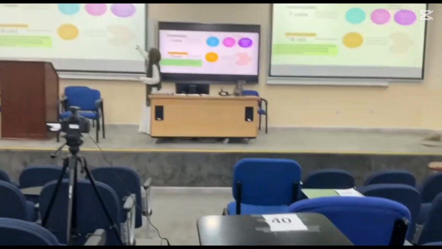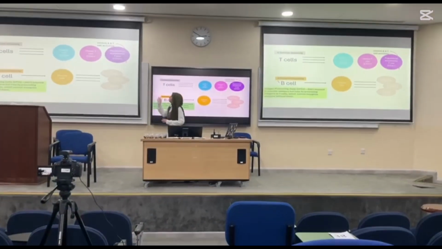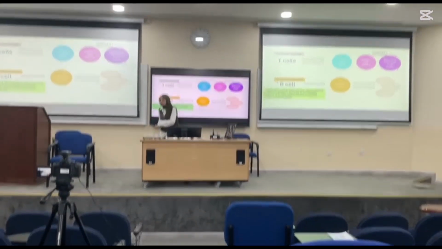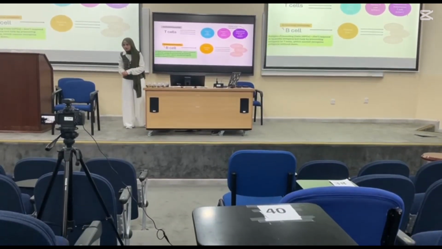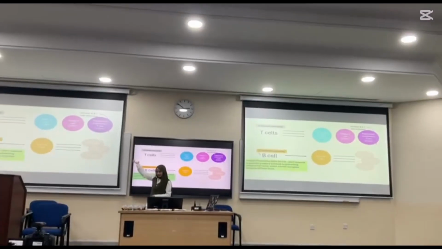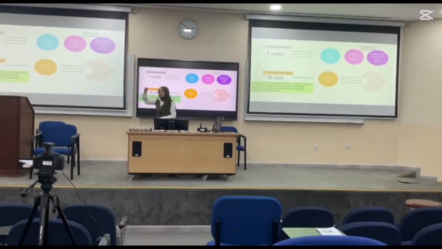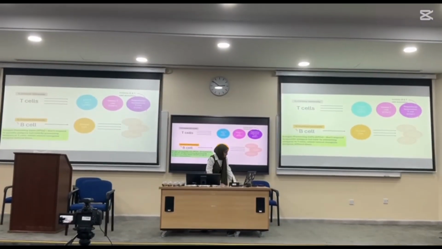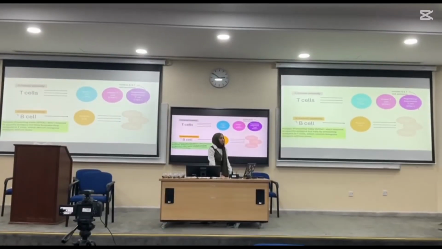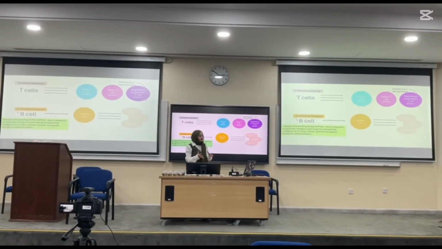You also have the regulatory suppressor T cell, which basically inhibits B and T cell activity. Sometimes we have autoimmune disorders, and what happens is that your regulatory suppressor T cell doesn't work the way it is supposed to, so that's why it causes an autoimmune reaction. The B cells produce plasma cells, and these plasma cells produce antibodies.